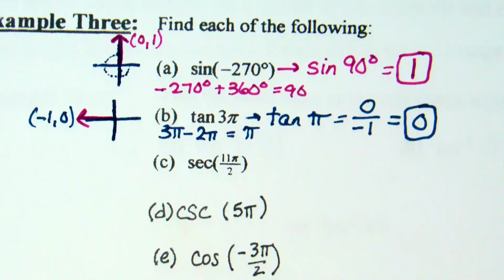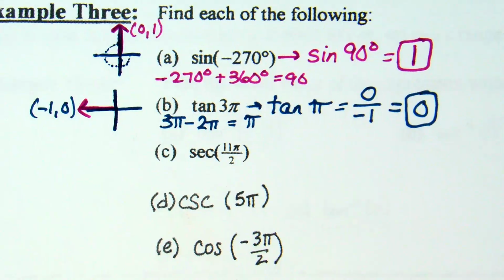Okay. Continuing along. Secant of 11 pi over 2. My response: 11 pi over 2 is, I'm going to say, big. And when I say big, all I'm saying is that it's bigger than 360 or bigger than 2 pi. Okay? So if 11 pi over 2 is big, what do I do to make it smaller? Subtract how much? 2 pi.